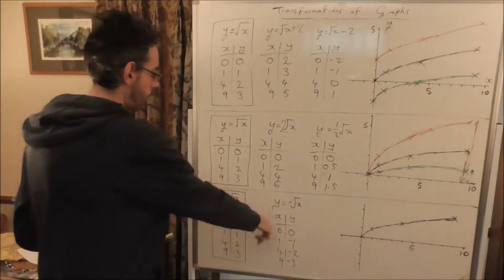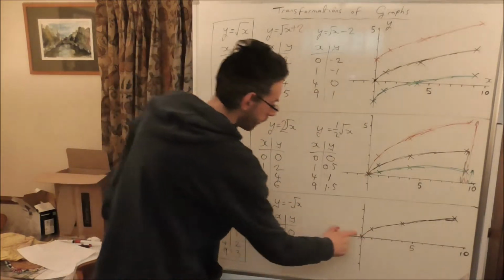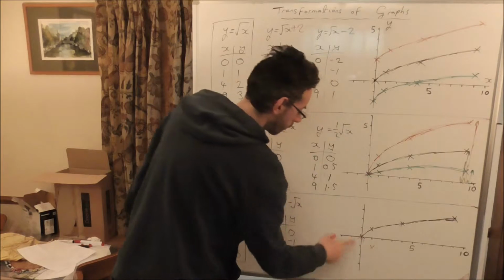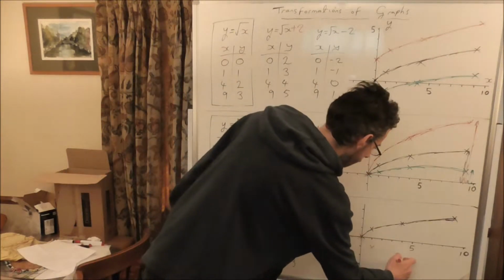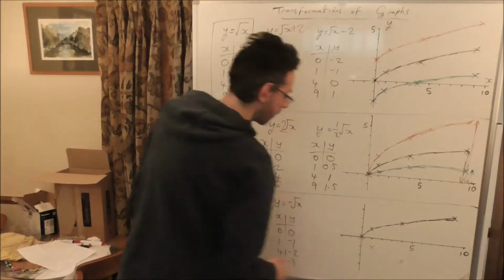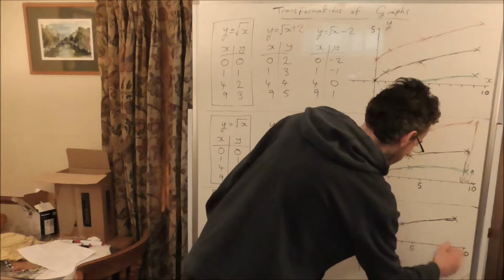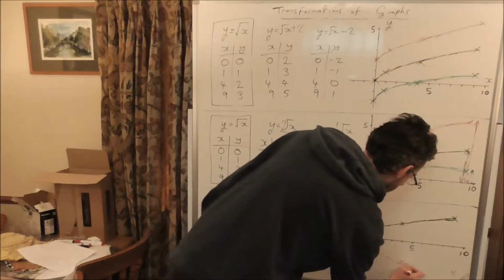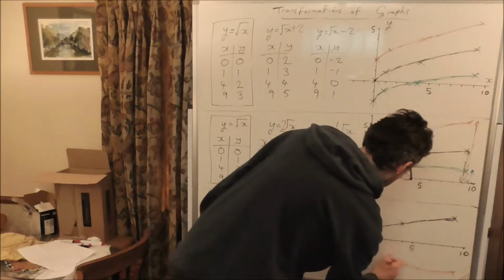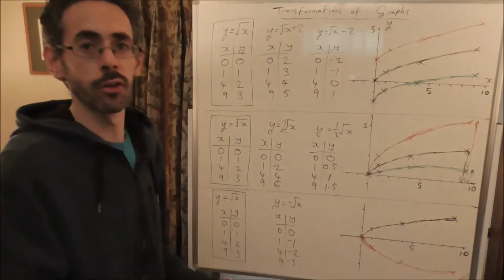So if I plot these points, 0, 0 is still there. But 1, minus 1 is right 1, down 1. So it's sort of that point reflected down. 4, minus 2 is right 4, down 2. So it's sort of that point reflected down. And 9, minus 3 is right 9, down 3, so it's that point reflected down. So the graph is just the original graph reflected in the x-axis. It's sort of like the original graph reflected down.